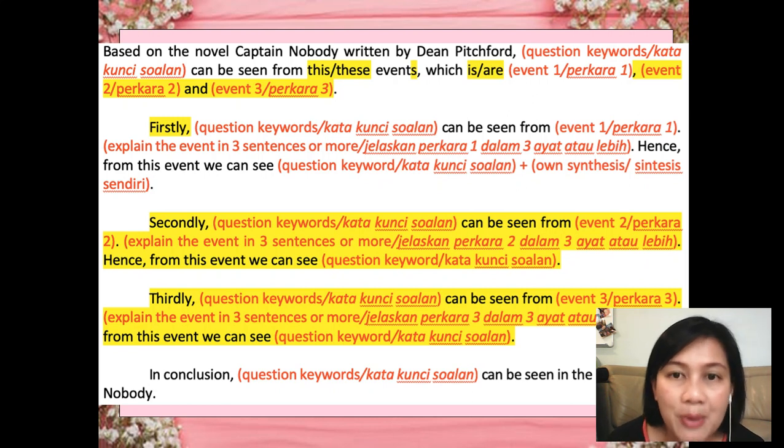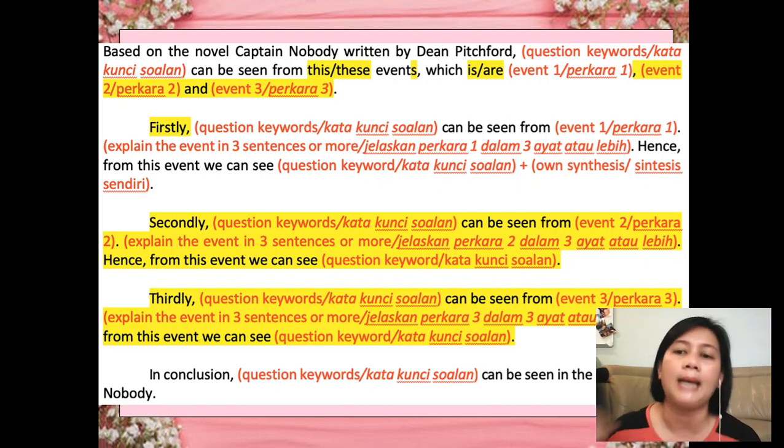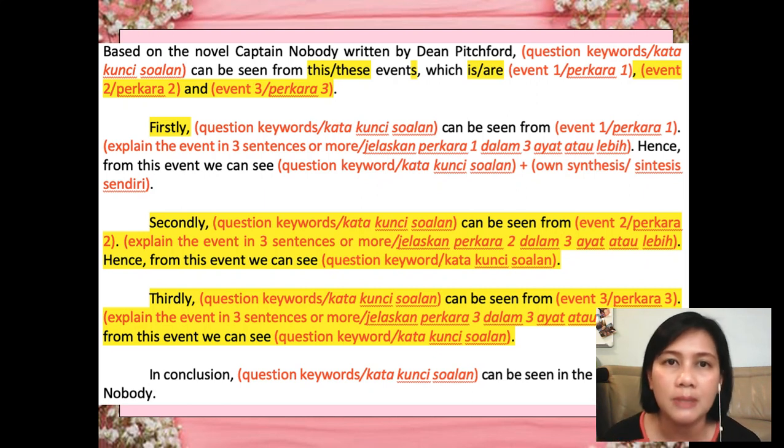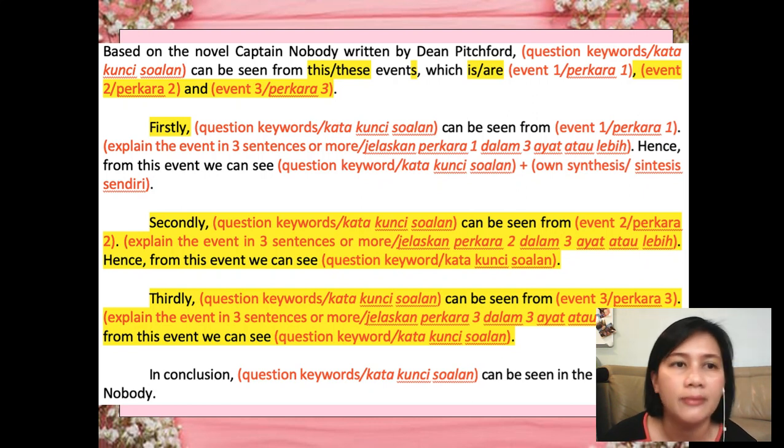You try to memorize at least 2 events. Awak cuba hafal atau awak cuba ingat dua event dan apa yang berlaku semasa kejadian itu. Okay, so firstly, secondly, thirdly, it means that you are talking about event 1. Secondly, you talk about event number 2. And thirdly, you talk about event number 3.